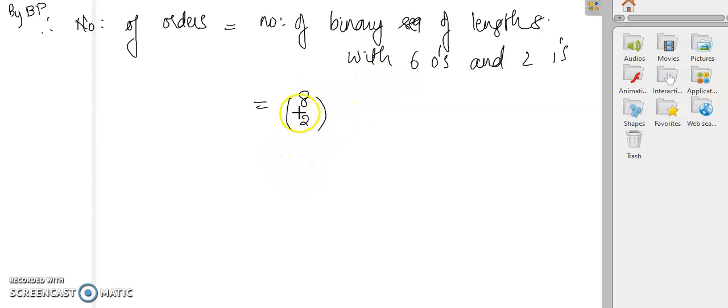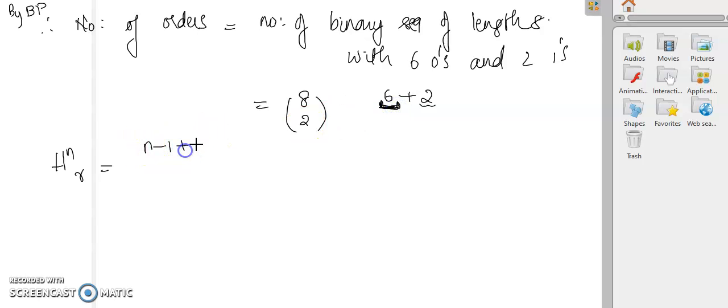Now let us look at what H and R is. This 8C2: here 8 is 6 plus 2. So 6 here denotes the number of orders and 2 is the number of transitions. If there are n objects, there will be exactly n minus 1 transitions. When we have 3 objects, 2 transitions come. So if there are n objects, there will be n minus 1 transitions. And this is your R, the number of elements of the set we have to form.